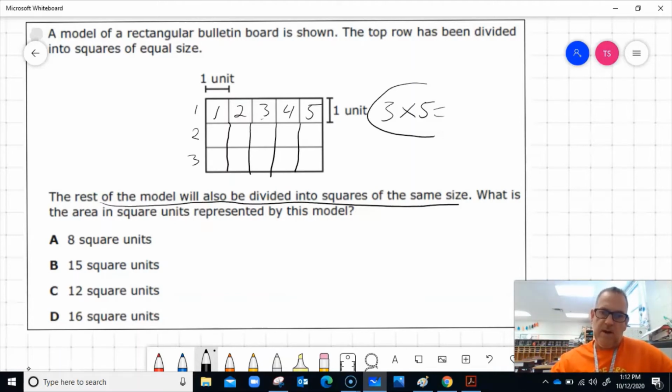So I got 5 in the first row. That's 6, 7, 8, 9, 10. Then 11, 12, 13, 14, and 15. So I go back and just do my multiplication to double check my answer, and I could do 3 groups of 5 as 5, 10, 15. So 3 times 5 is 15.